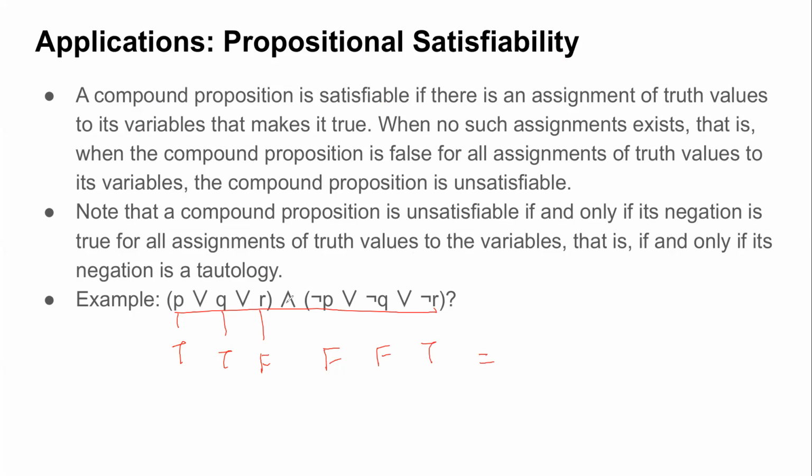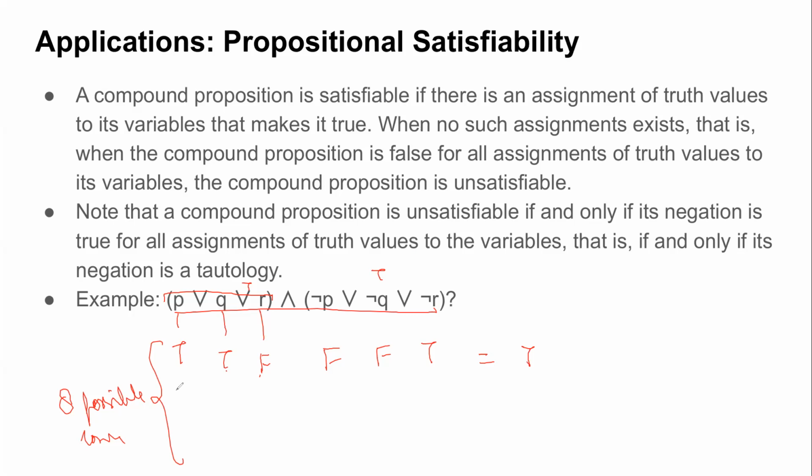Let's look for another combination. Since there are three variables, there are eight possible combinations. I'm just randomly picking one. Is this true for this? Good, some people have written the combination. So I have true, true, false. This makes it true, and then I have false, false, true. This makes it true. So this is true.